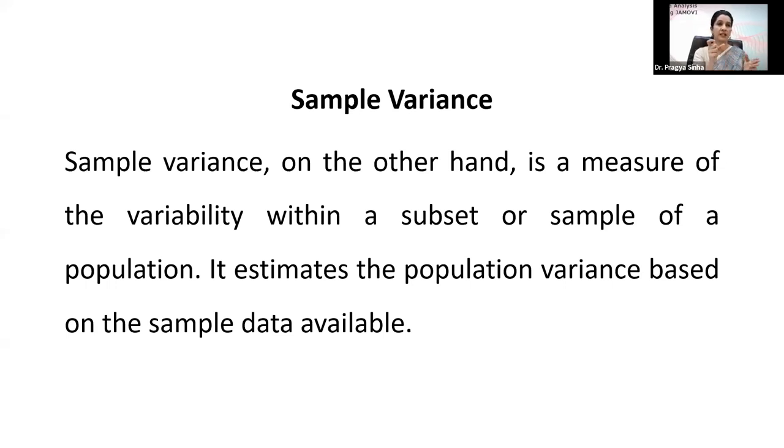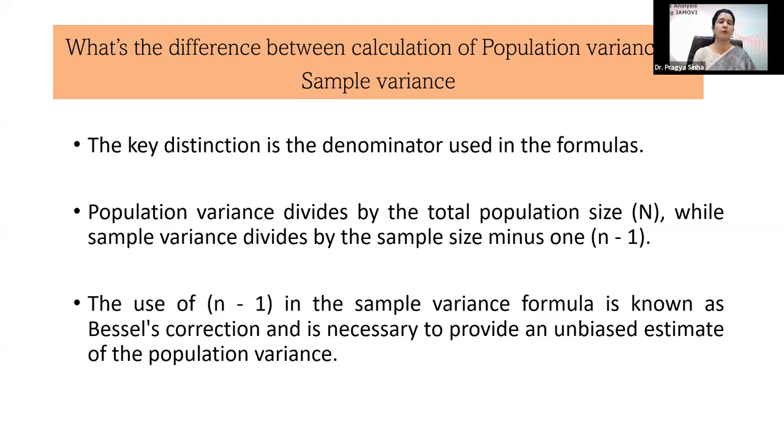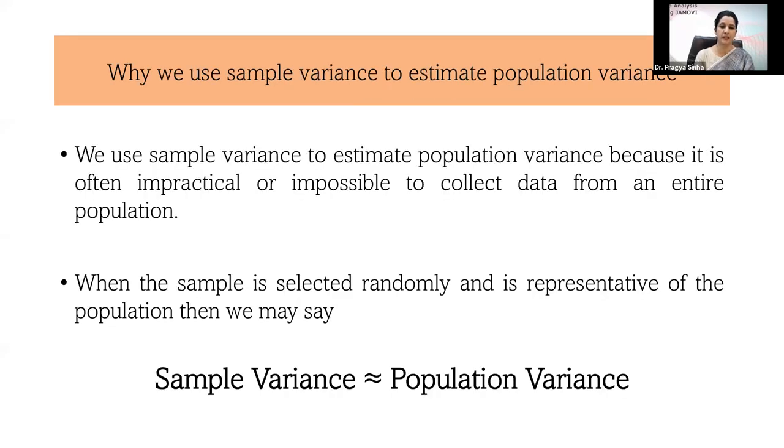So you just deduct the sample mean from each individual value, then square it and then divide by n minus 1. That will give you the sample variance. So then what is the difference between the population variance and sample variance? The key distinction is in the denominator. In case of a population variance, we take in the denominator the total population size, whereas in case of a sample variance, like we talked, we take the sample size minus one. And this use of sample size minus one in the sample variance formula is known as Bessel's correction. And this Bessel's correction is necessary to provide an unbiased estimate.